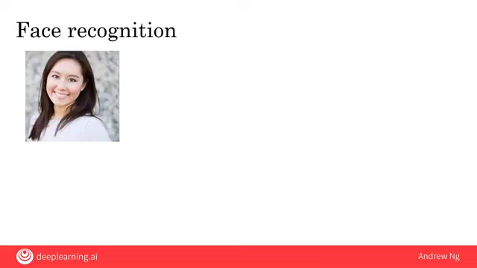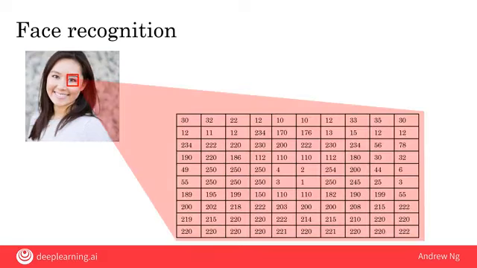Say you want to build a system to recognize people from pictures. How can a piece of software look at this picture and figure out the identity of the person in it? Let's zoom in to a little square like that to better understand how a computer sees pictures. Where you and I see a human eye, a computer instead sees that.